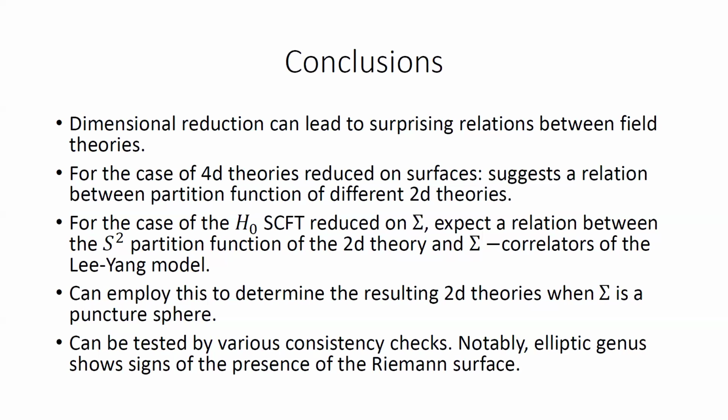We've seen that you can employ this to understand the reduction of the H0 theory on sigma, particularly on two-dimensional surfaces, particularly on punctured spheres. And we've seen that they can be tested by consistency checks, particularly when the elliptic genus has a natural structure that can be given by using the Riemann surface, which also seems to agree in very non-trivial ways with what you expect from the action of the H0.